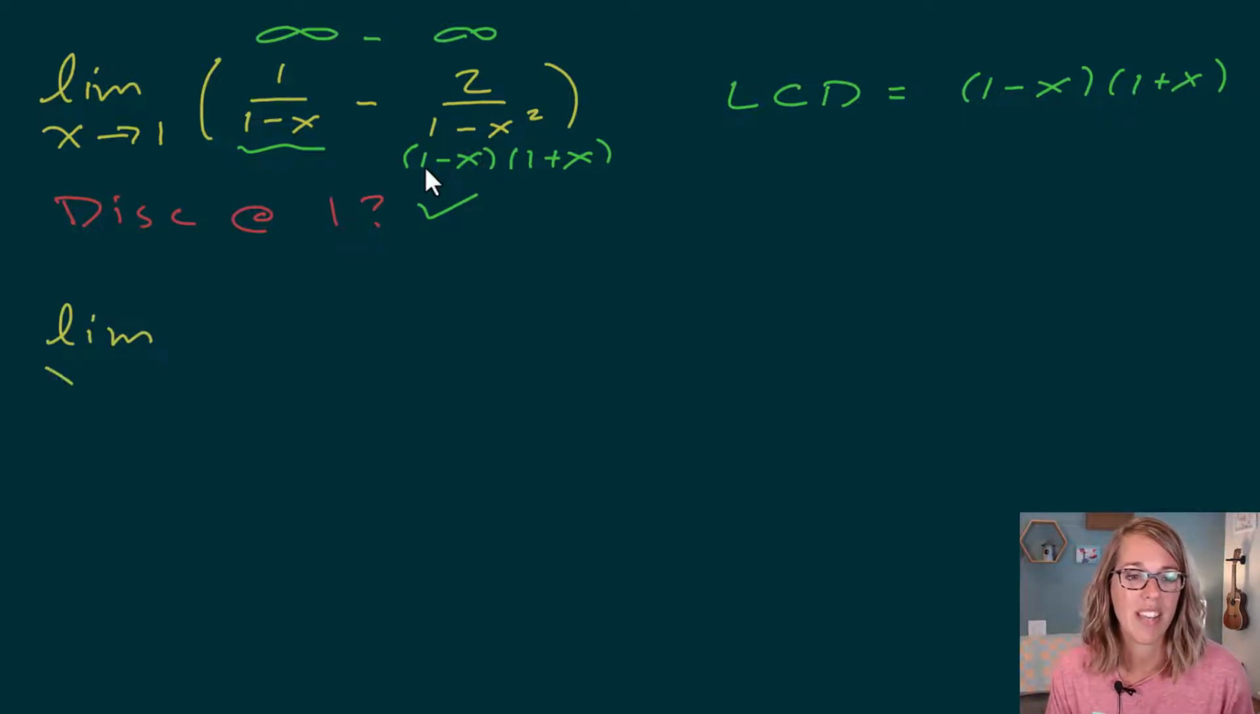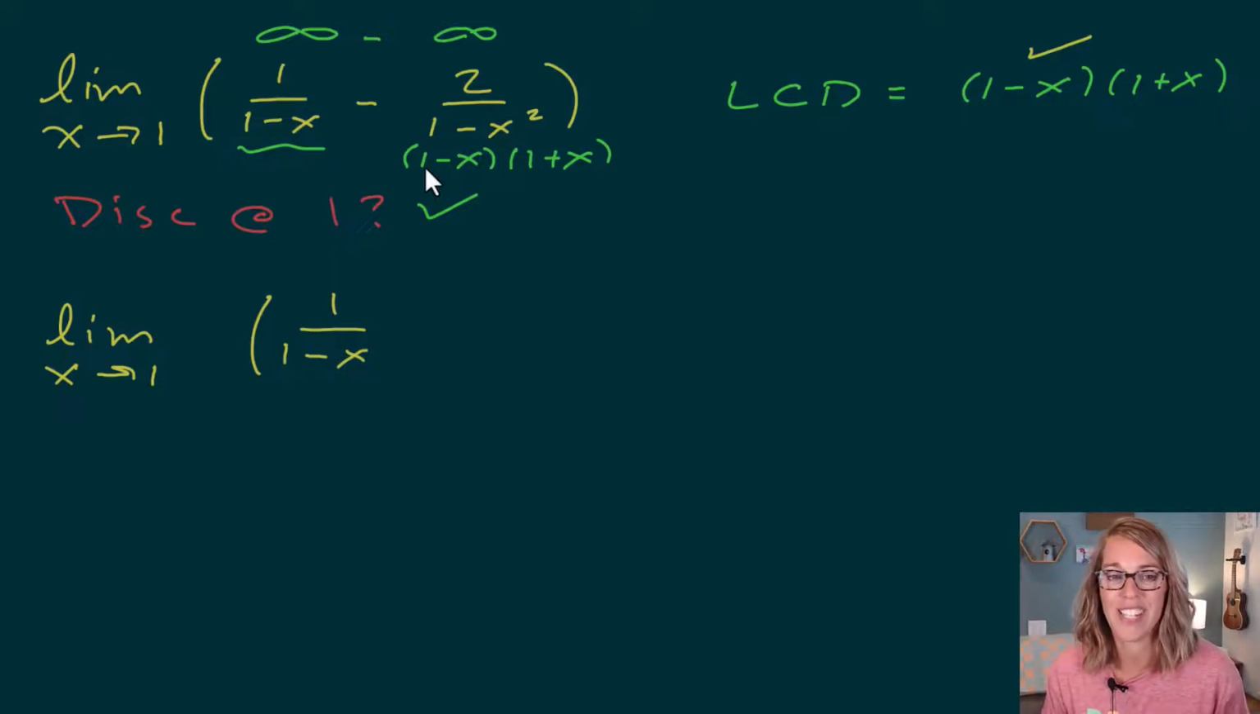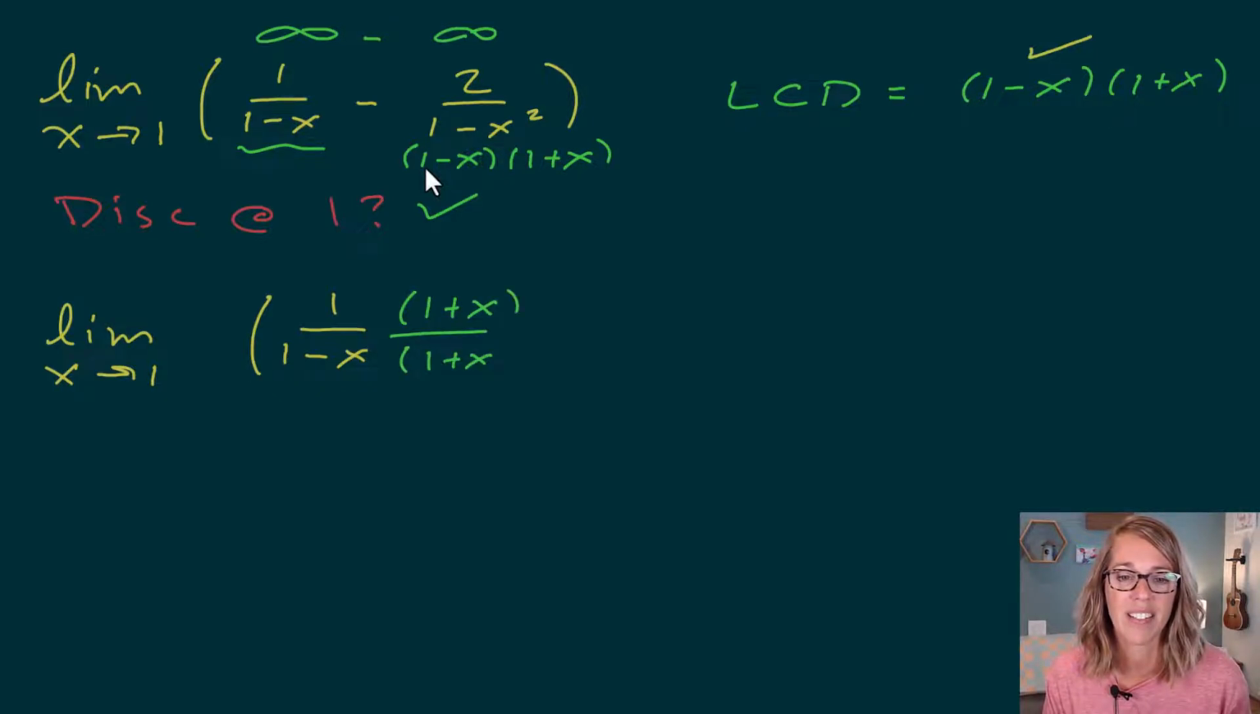So I get the limit as x approaches 1. I've got the 1 over 1 minus x, so it does have the first factor of my LCD. I need to multiply in the second. So I'm going to multiply in a 1 plus x over a 1 plus x. The second fraction already has the LCD that we need. I'm going to go ahead and leave it in factored form. 2 over 1 minus x, 1 plus x.